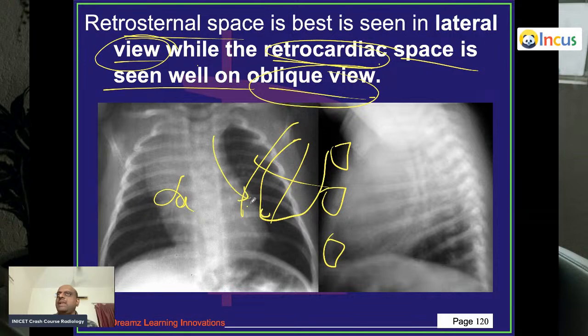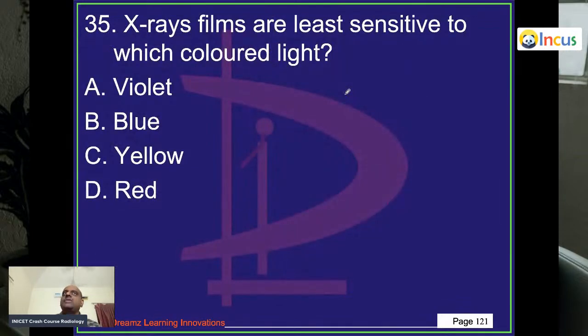So retrosternal versus retrocardiac, there are two different things you need to be sure about. Retrosternal is best seen in the lateral view, but retrocardiac is best seen in the oblique view, is what you should see.